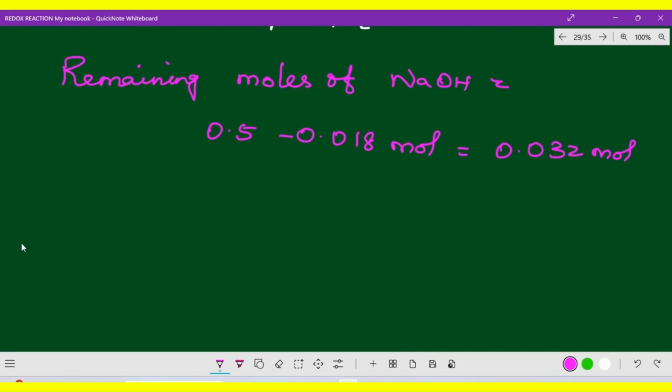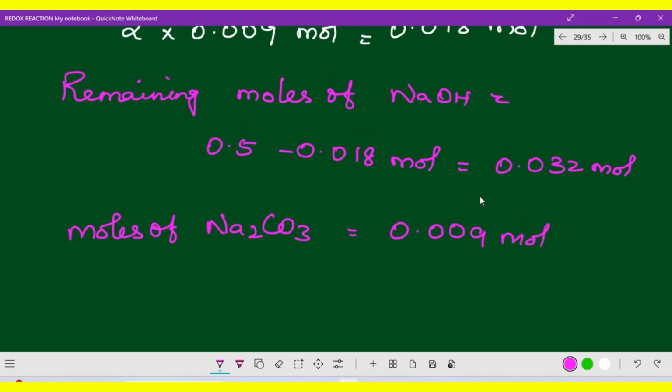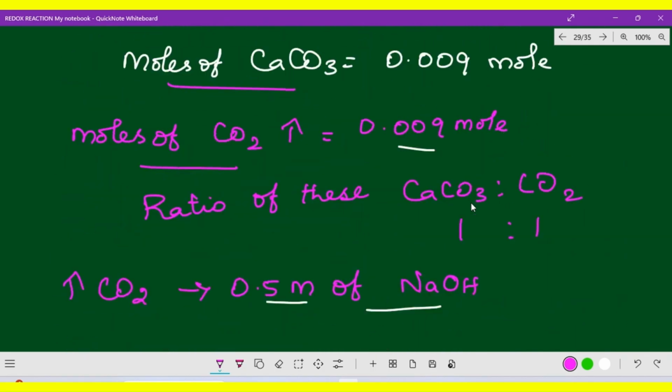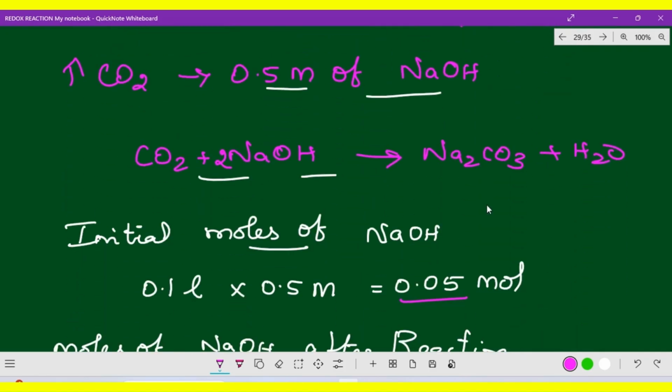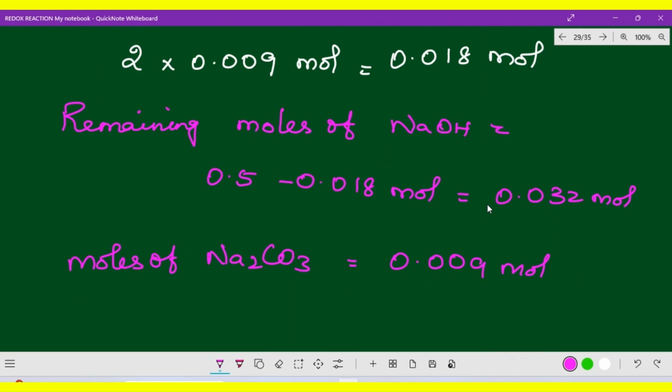Now the final point, the moles of that product. So moles of Na2CO3, a very long thing, right? You will get such kind of advanced questions. Moles of Na2CO3 is 0.009 mole. In the question also, starting only, we have mentioned Na2CO3. See here, 0.009 mole we got it, right?